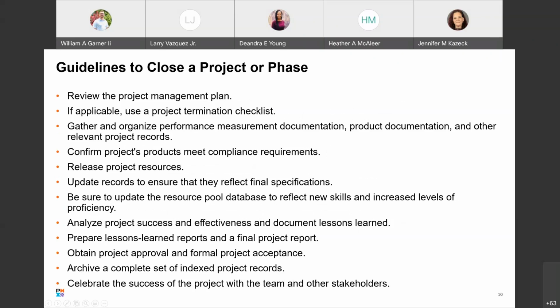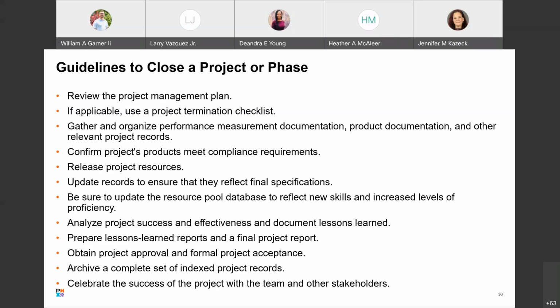So it's guidelines to close a project or phase. Each phase of the project must be properly closed to ensure that valuable information is safeguarded for future projects. To properly close a phase or project, do the following. Review the project management plan, accepted deliverables, and OPAs, organizational process assets, to confirm that the activities for the project are complete.